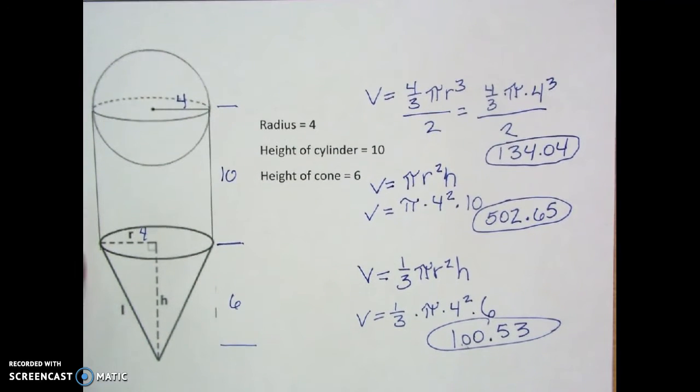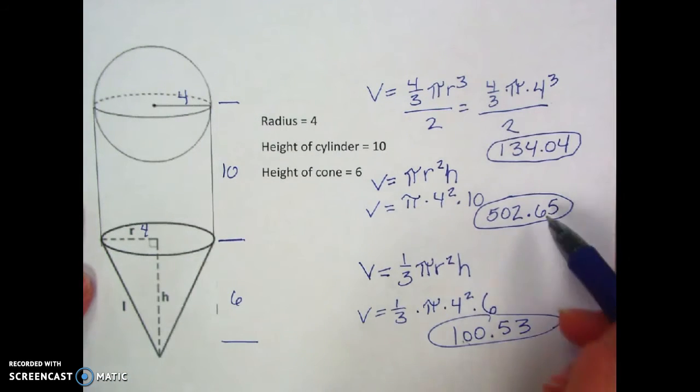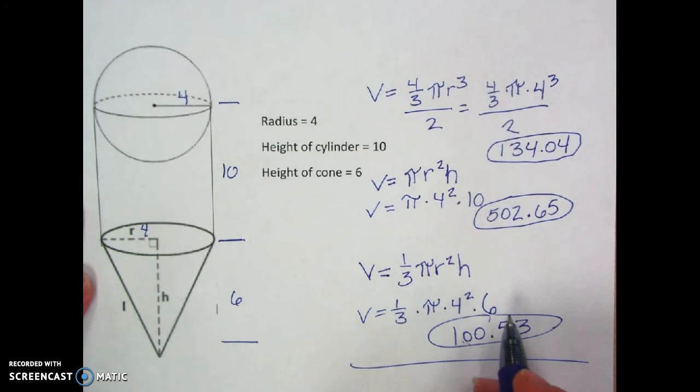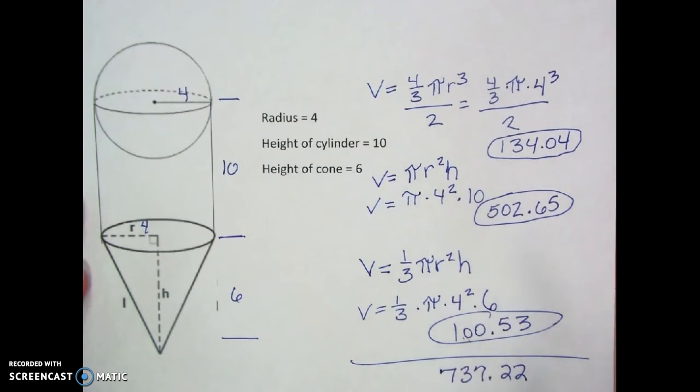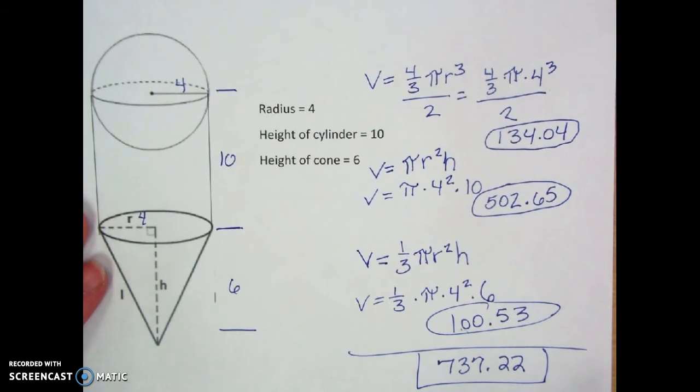Now to find the combination of all three pieces, the half sphere, the cylinder, and the cone, we're going to add these three pieces together, which gives us approximately 737.22, and then whatever the units, this would be units cubed. So inches cubed, feet cubed, meters cubed. All right, so take the individual pieces, find the volume of them, and then add them together.